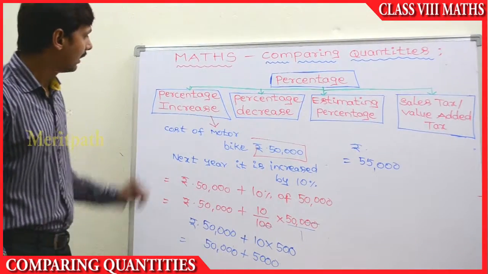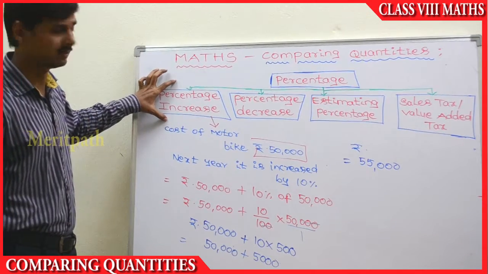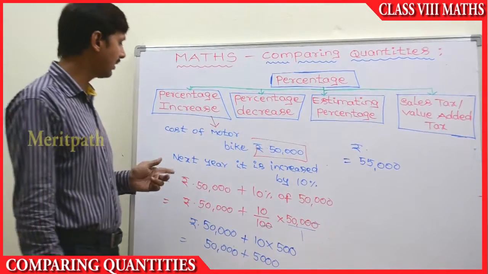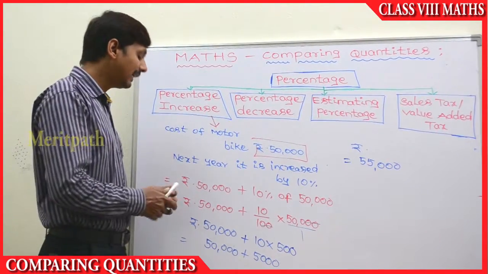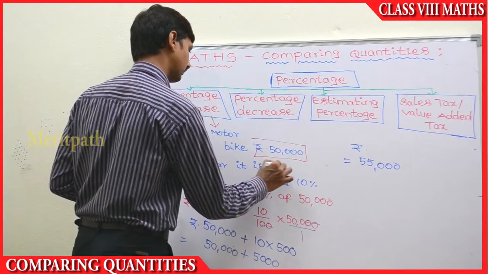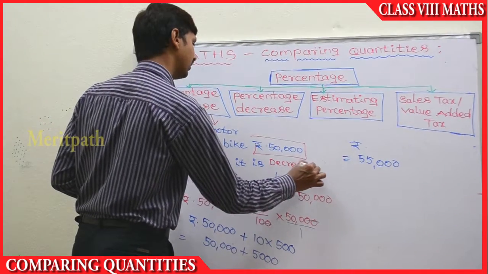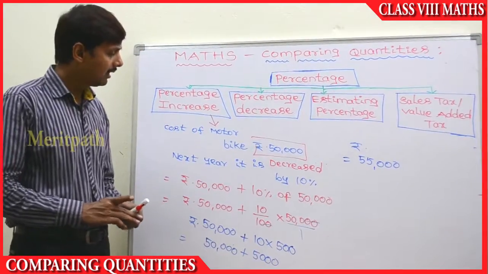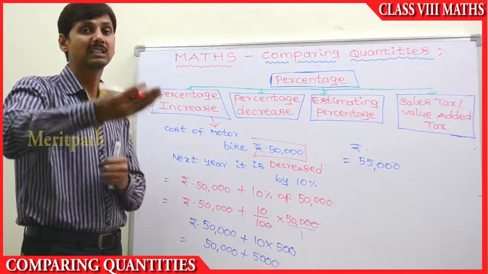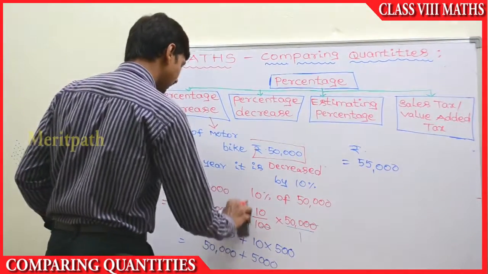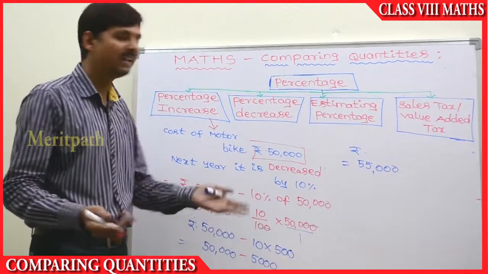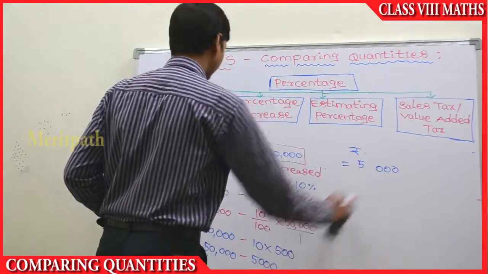This is the percentage increase. In a similar manner, let's discuss percentage decrease. The cost of the motorbike is decreased by 10%. It's the same as before, and instead of plus we take minus, because if it increases it is plus and if it decreases it is minus. So minus, minus, minus and minus. It's the same thing, but percentage decrease.